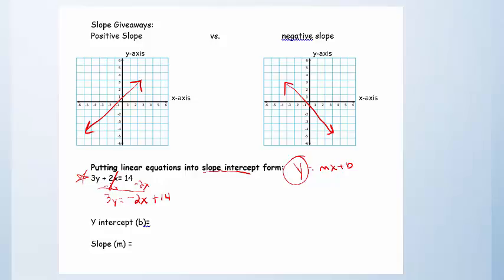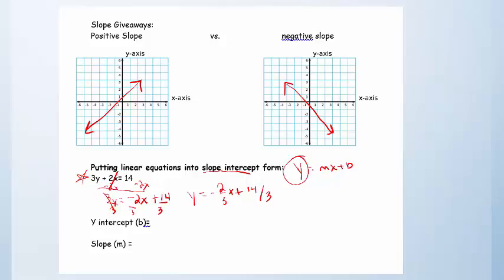Now, y is still not alone. I got to get rid of the 3. So in order to do that, I have to divide everything in the equation by 3. Leaving me with y equals negative 2/3 x plus 14 over 3. And you guys are more than welcome to leave your answers as fractions.